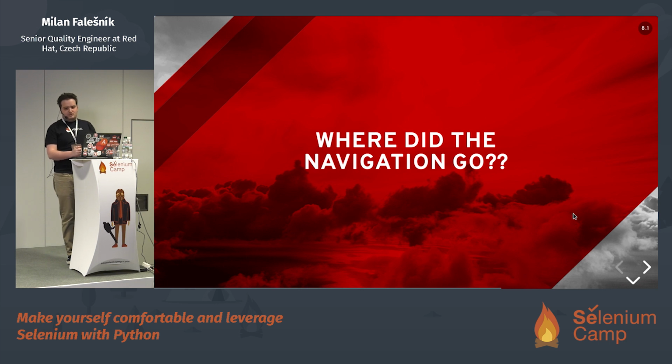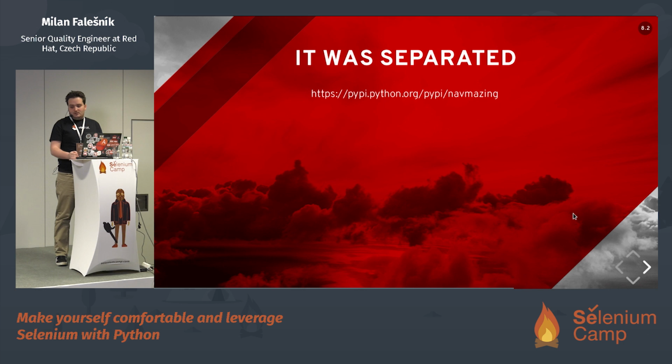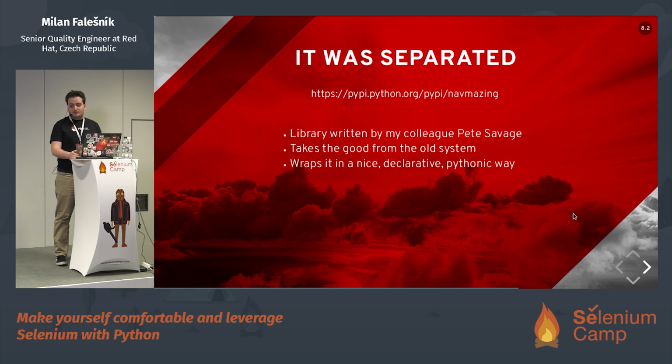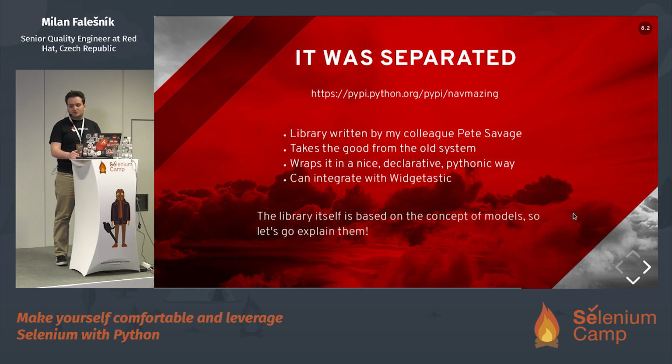So, if someone likes this library, they can use the library, but they want to navigate in a different way, it works like that. So we separated it in a package called navmazing, which is widgetastic and navmazing. And it was written by my colleague Pete. And in principle, it is doing the same thing, but much nicer, and it also has a couple of other features that make it better. It's basically the old system done in a nice Pythonic way. And it can integrate widgetastic in about 10 lines of code, so it's nice.